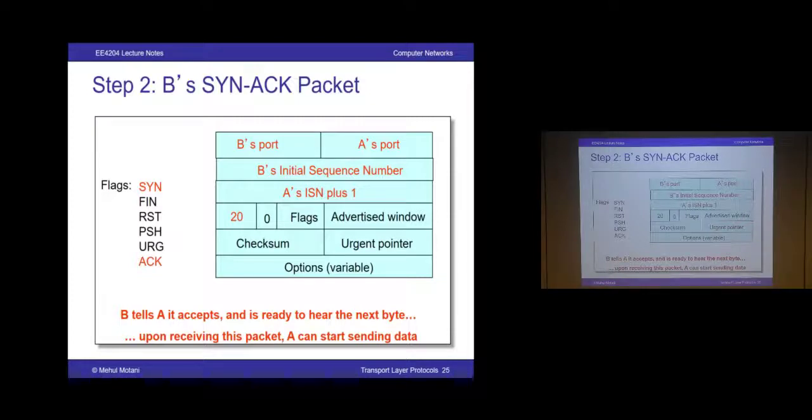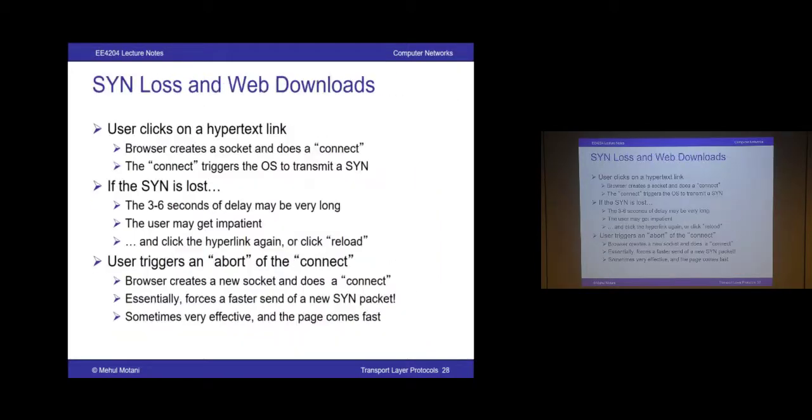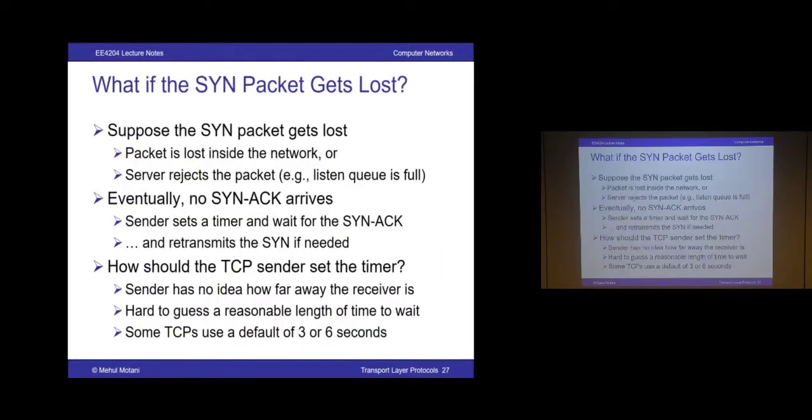Now it's telling A, here's what I expect from you next. Notice that's an implicit acknowledgement that I got the first packet, because I'm saying I'm expecting the next one. And then A just responds with the final ACK. All right, I'll just end with this.